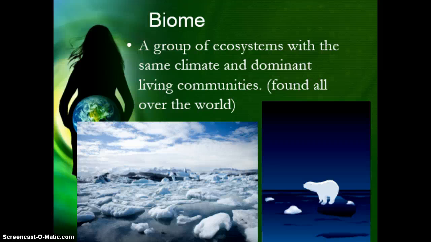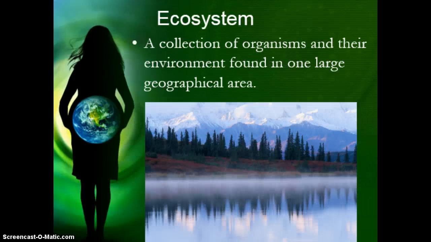And people have a little bit of trouble telling these apart from ecosystems sometimes, but biomes are like large categories that you can find all over the world. Ecosystems, on the other hand, is only in one particular place in the world. So an ecosystem is a collection of all the organisms plus the environment, all those abiotic factors that you can find in one large geographical area.